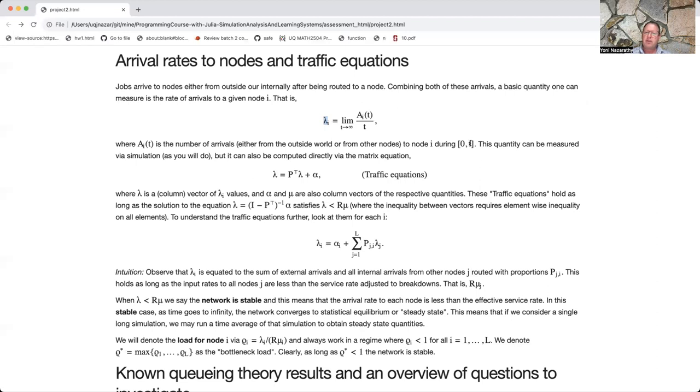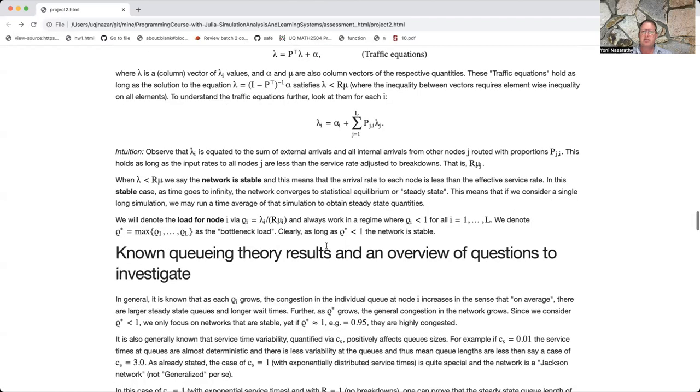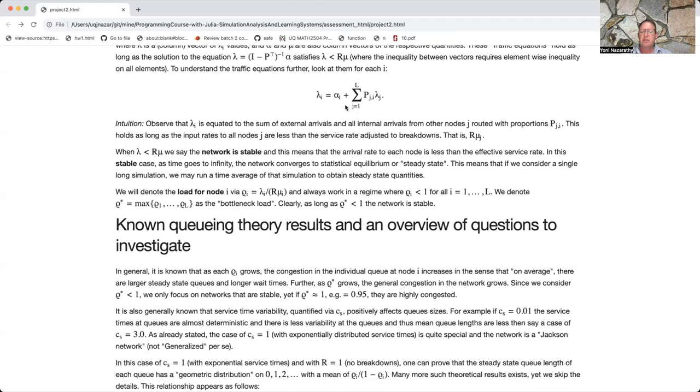Now, you can measure this quantity via simulation, as you will do for testing, but it can also be computed directly via a matrix equation. Before the matrix equation, let's actually look at the scalar representation.